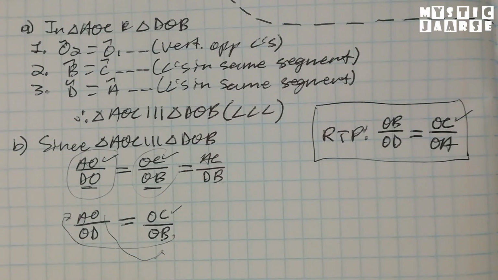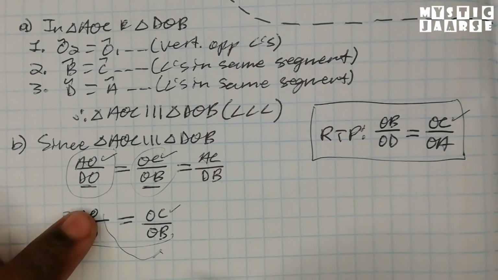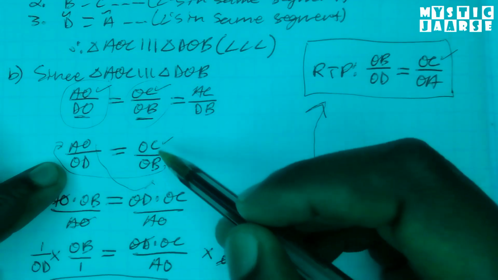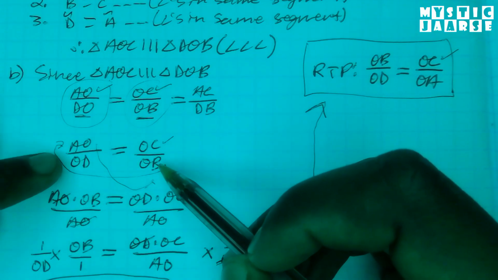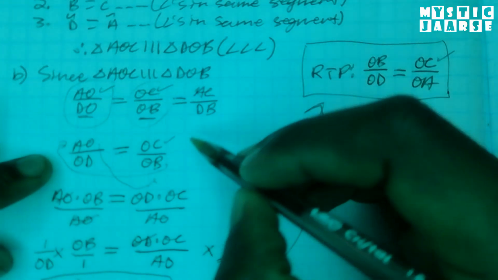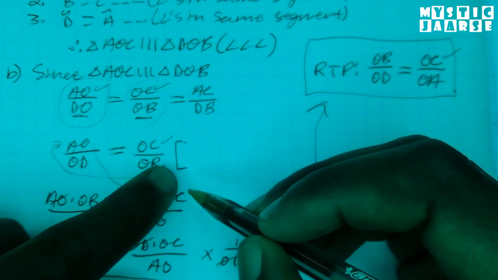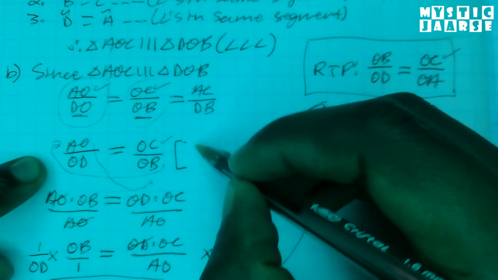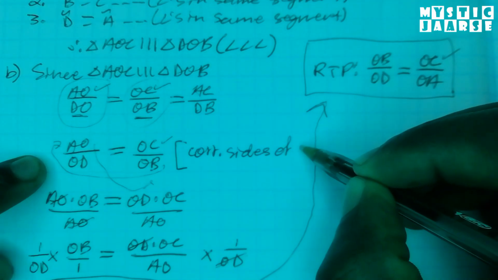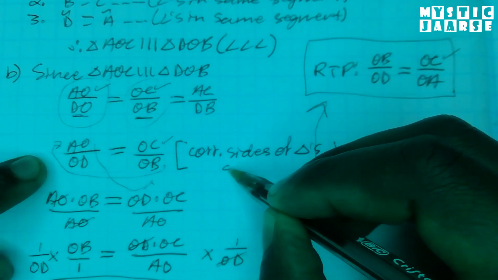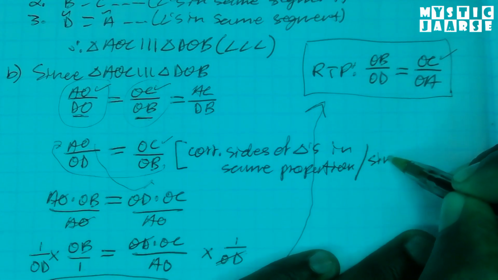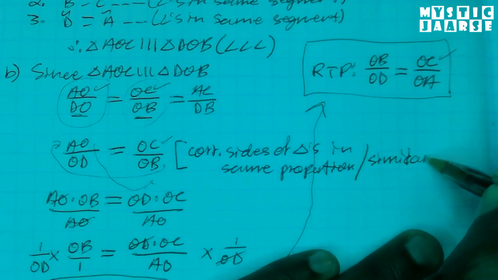So how do we rearrange these sides? Well, you need to cross multiply them. I forgot something that's very important. After taking out the two pairs of corresponding sides from all the corresponding sides, you need to write the reason why these two pairs are proportional to one another. The reason is corresponding sides of similar triangles in the same proportion.